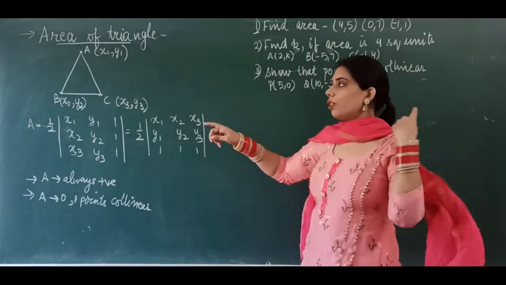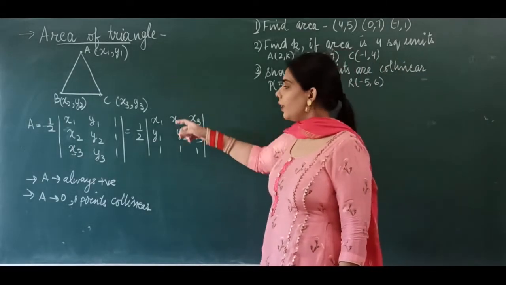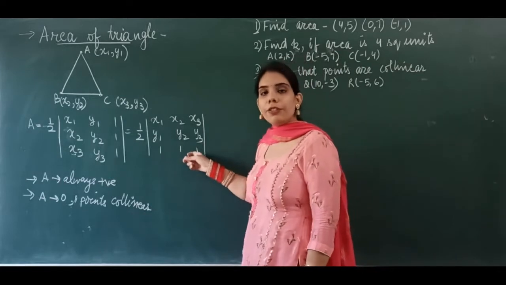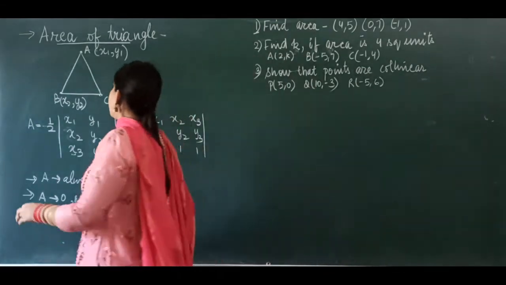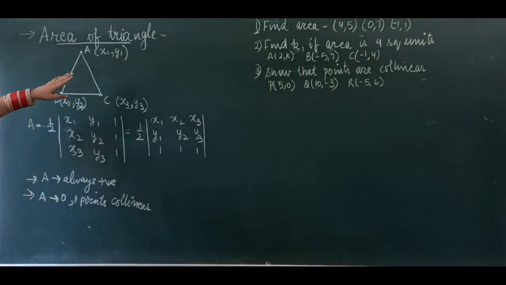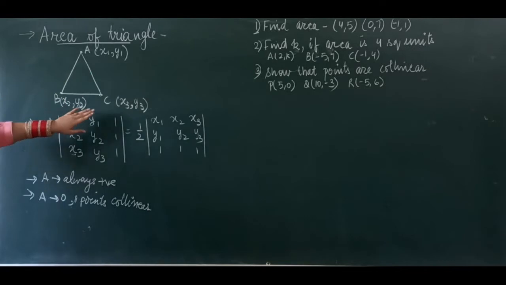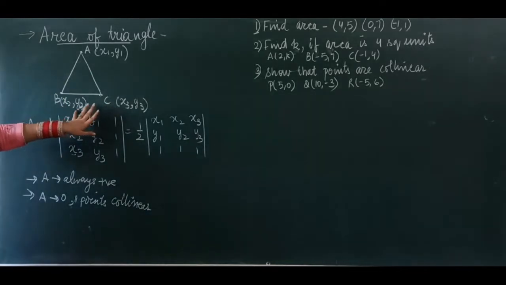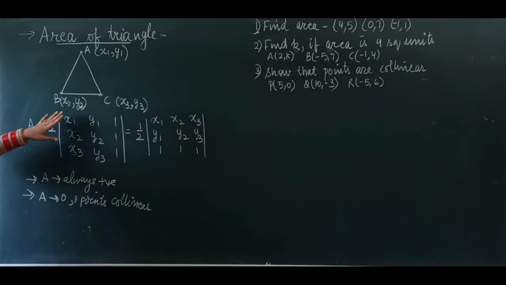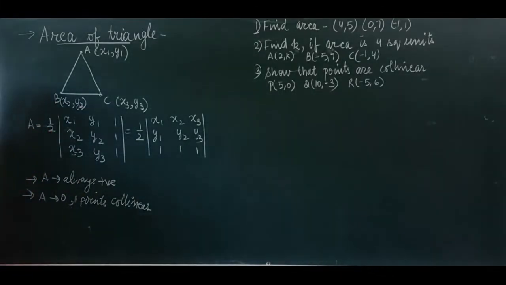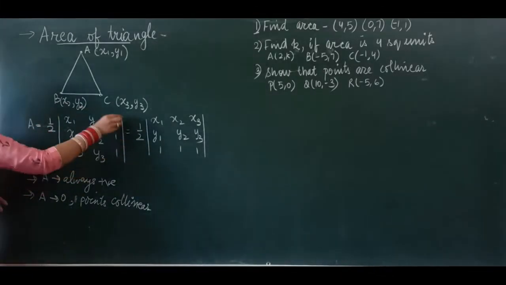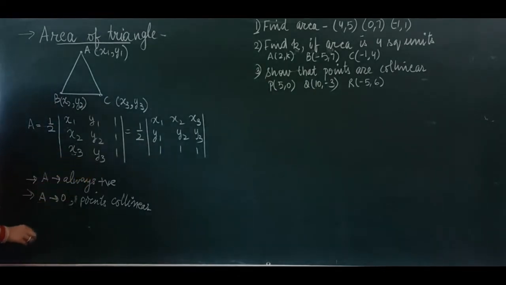The second application is the area of a triangle. We can find the area of the triangle if the coordinates are given, using the determinant method. So if the vertices are A, B and C with coordinates x1, y1, x2, y2, x3, y3, then we put the coordinates in the form of a determinant with the 1 by 2 in the multiplication, and when we solve this determinant, its value will give us the area of the triangle.